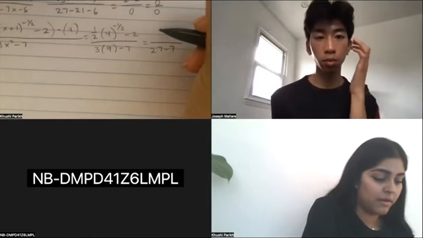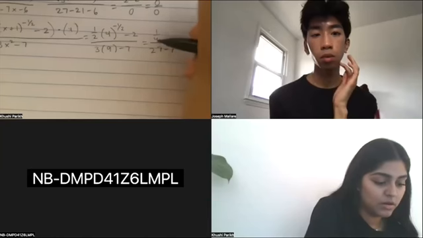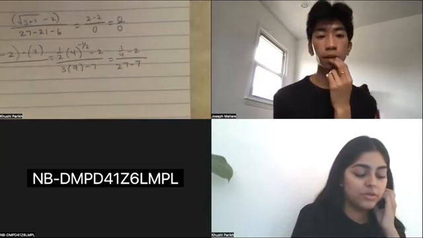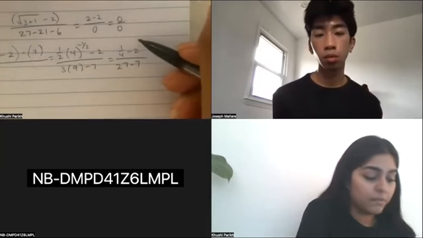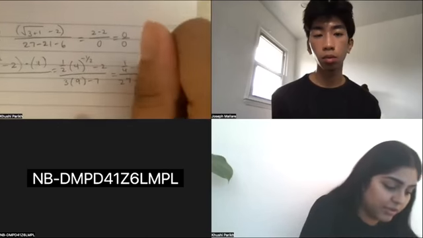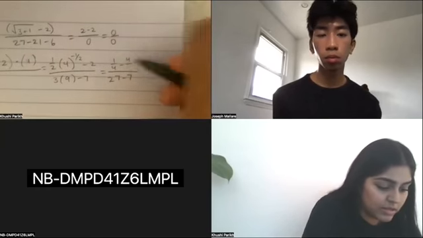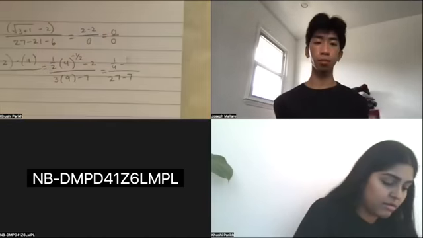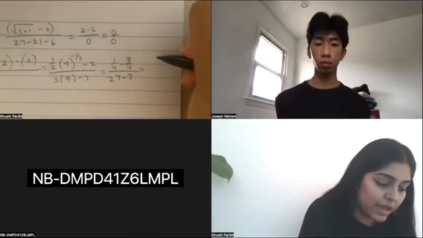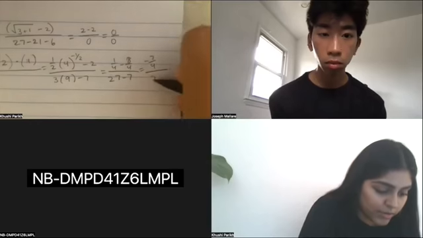So 1/2 times 1/2 would be 1/4 minus 2. And a fourth minus 2 is the same thing as saying we can change this to, instead of writing 2, we can write 8 over 4. So we get negative 7 over 4 over 20.